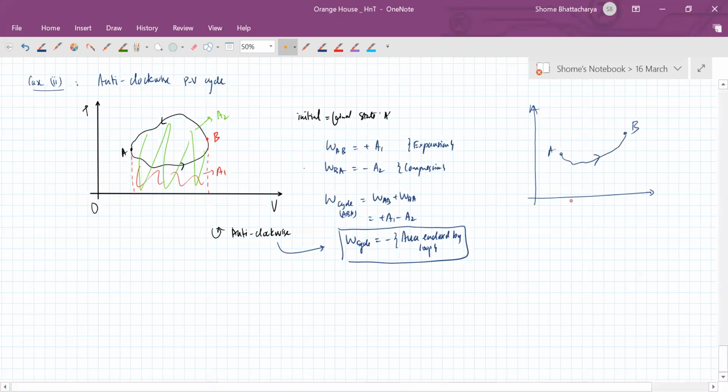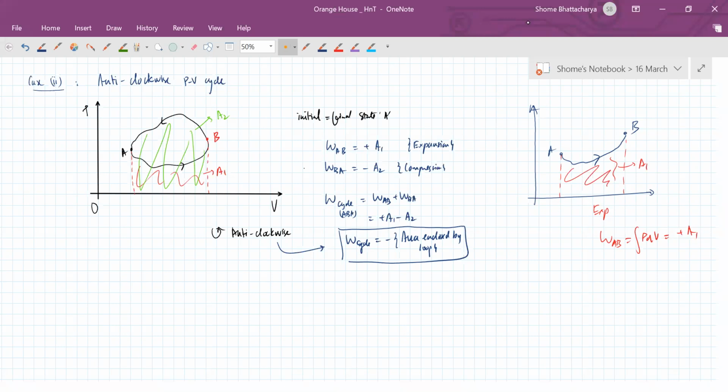तो ये वाले पाथ में क्या हो रहा है? एक्सपेंशन हो रहा है, वॉल्यूम इज इंक्रीजिंग. So this area, so work done A to B is integration P dV. So this area is A1, it is positive of this area A1. This point is clear, Sarvesh? Yes. Okay. Now next what is happening now?